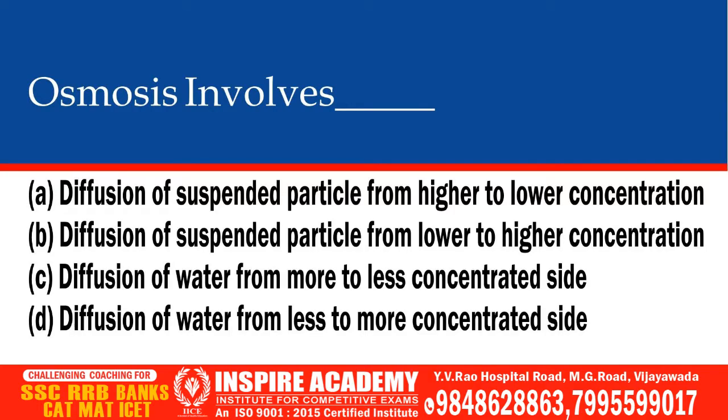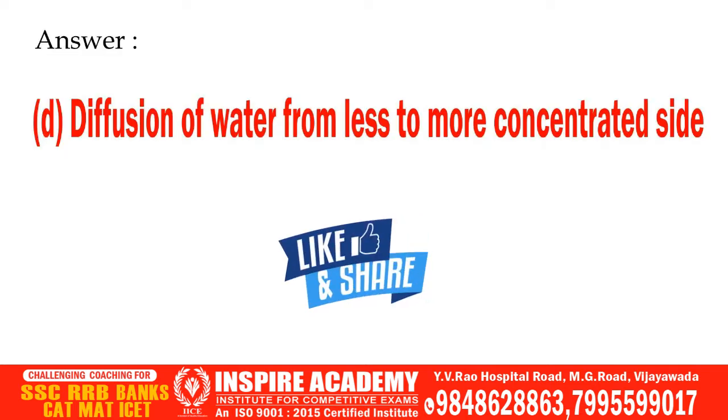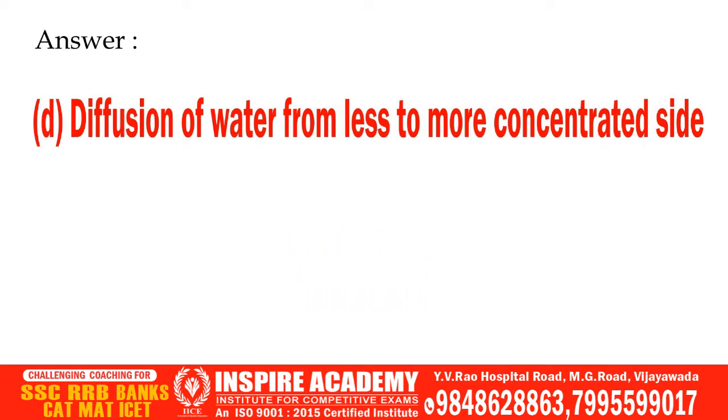Osmosis involves diffusion of suspended particles from higher to lower concentration, diffusion of suspended particles from lower to higher concentration, diffusion of water from more to less concentrated site, diffusion of water from less to more concentrated site. And the correct option is diffusion of water from less to more concentrated site.